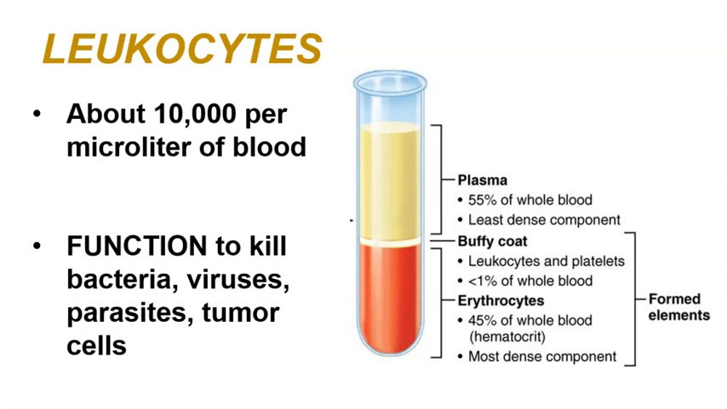So now that we have examined the erythrocytes, let's take a moment to investigate the leukocytes. The leukocytes are far less abundant than the erythrocytes. Typically we see about 10,000 leukocytes per microliter of blood. Recall that we saw roughly 5 million erythrocytes in the same volume of blood, so these are far less abundant. The leukocytes function primarily in the various immune responses of the body. We'll see that they destroy bacteria, viruses, parasites, and even tumor or cancer cells.